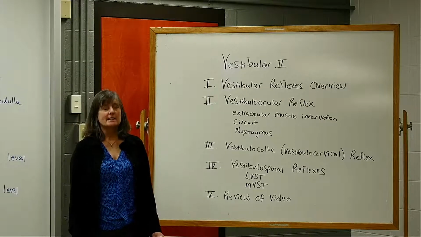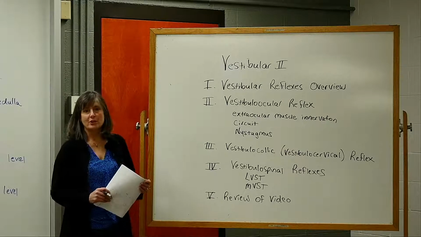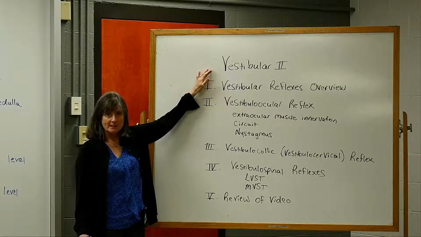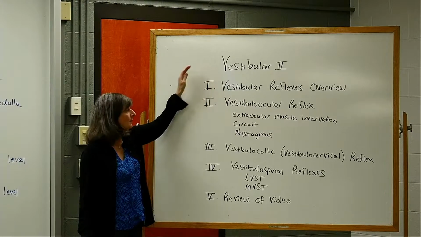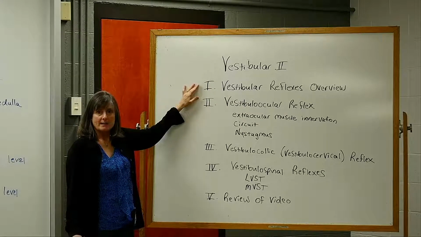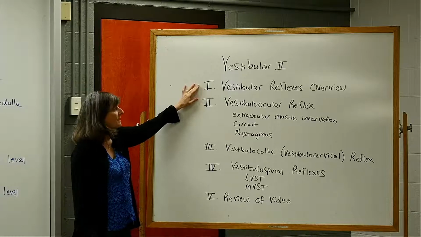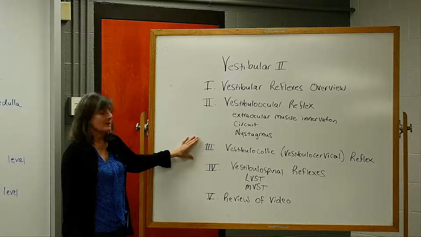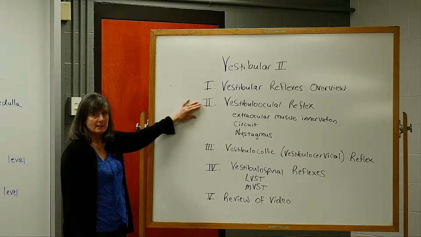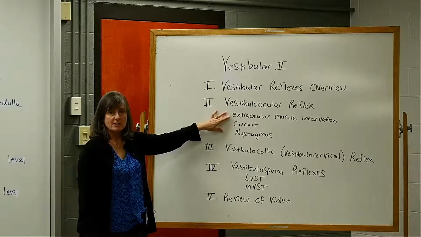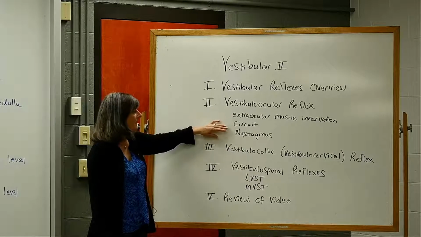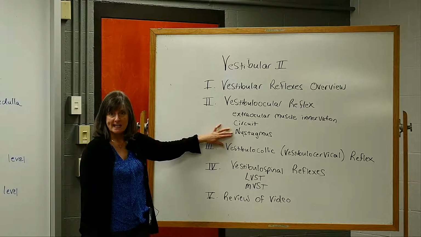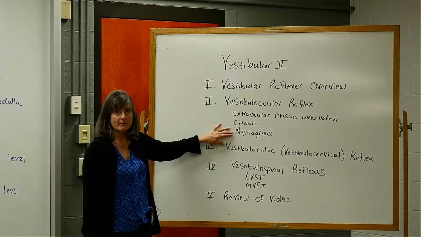Hello, this is lecture 13 of functional neuroanatomy, and today we're going to continue talking about the vestibular system. So this is vestibular function 2. I'm going to start off by talking about an overview of vestibular reflexes, and then we're going to go into three specific reflexes. The vestibular ocular reflex, and to do that we're going to have to talk some about extraocular muscle innervation. Then we'll go through the circuit, and then we'll end talking about that reflex with nystagmus, which is a specific movement of the eye.